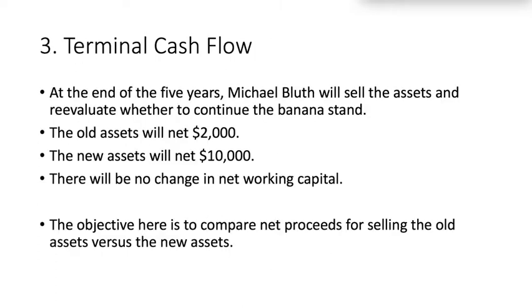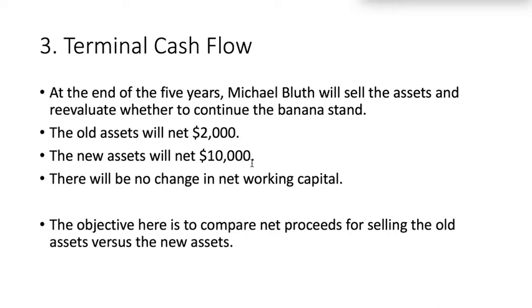And third, lastly, we're going to take into account the terminal cash flows at the end of the 5 years. When the project is over, Michael will reevaluate the banana stand or whatever, but we're going to sell the assets. Now, if we had kept the old assets, they would net $2,000. But if we were to purchase the new assets, it would net $10,000. And this is at the end of the 5 years, right? What they can sell the assets for.